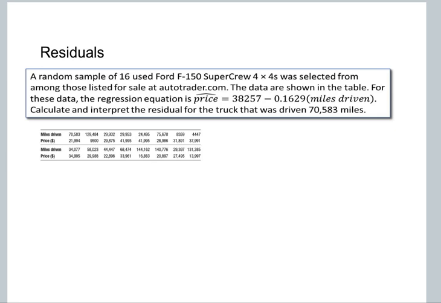So a random sample of 16 used Ford F-150 Super Crew 4x4s was selected among those listed for sale at autotrader.com. The data are shown in the table. For these data, the regression equation is price hat equals 38,257 minus 0.1629 times miles driven. Calculate and interpret the residual for the truck that was driven 70,583 miles.